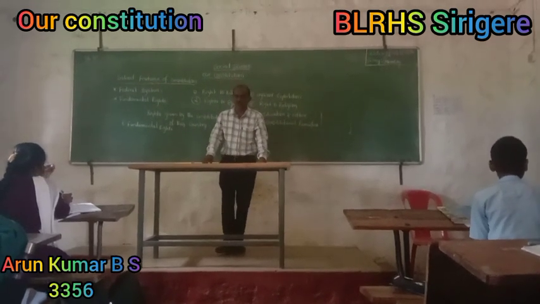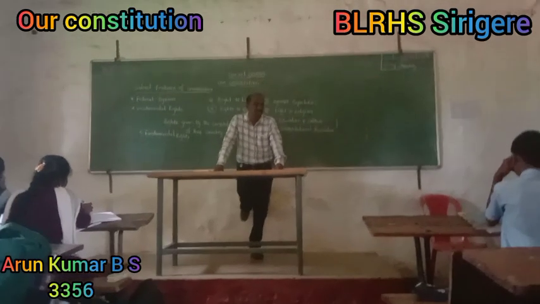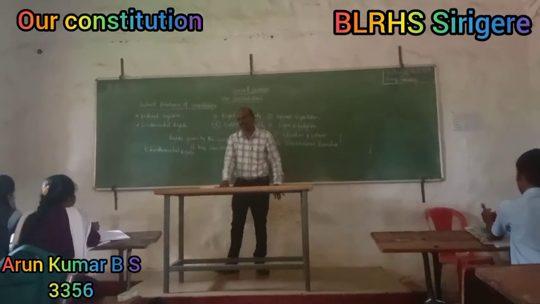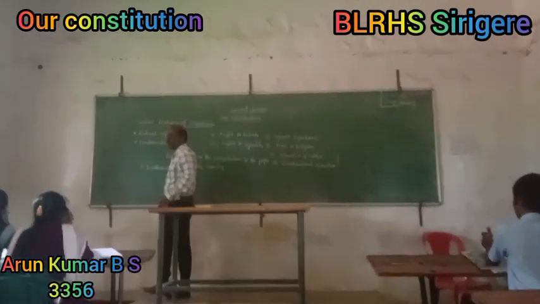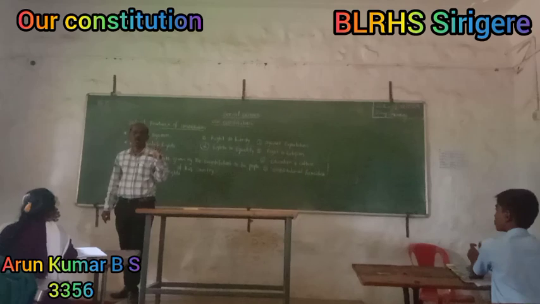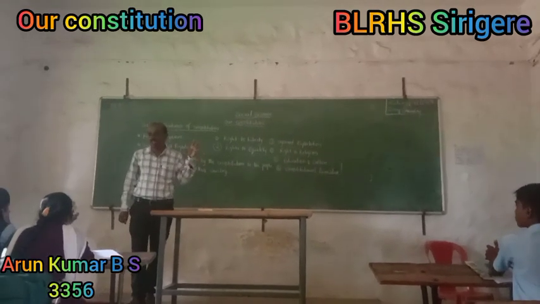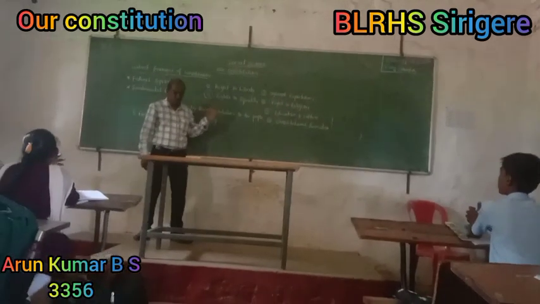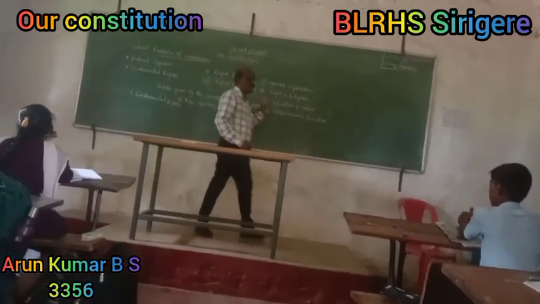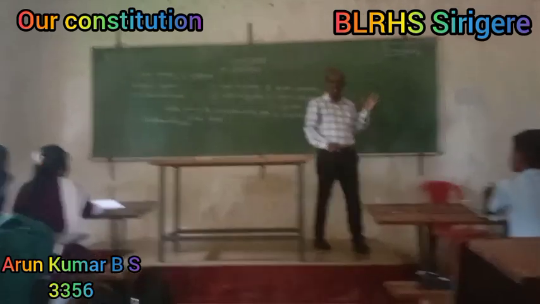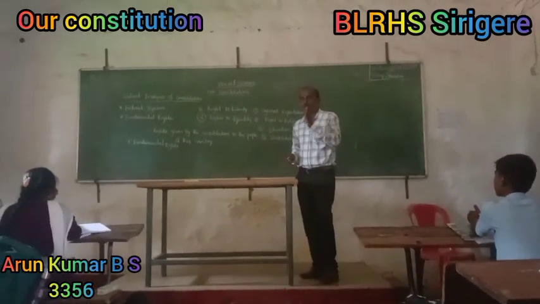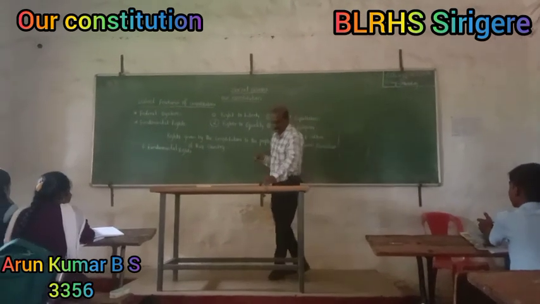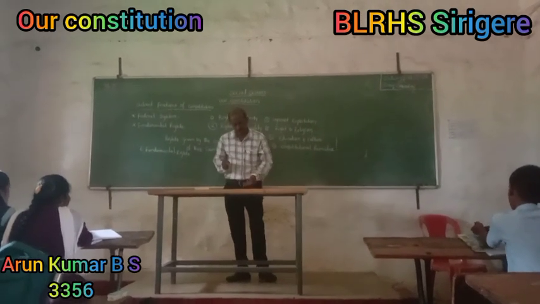These six fundamental rights have been listed in the third part of our Constitution. So where are these fundamental rights incorporated in our Constitution? In the third part of our Constitution. How many parts are there? Now there are 25 parts. So in the third part of our Constitution, these fundamental rights have been listed.